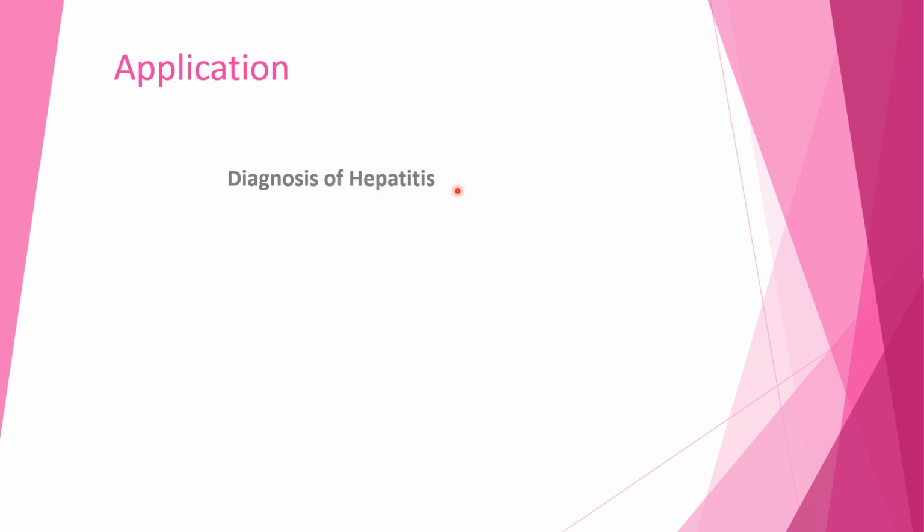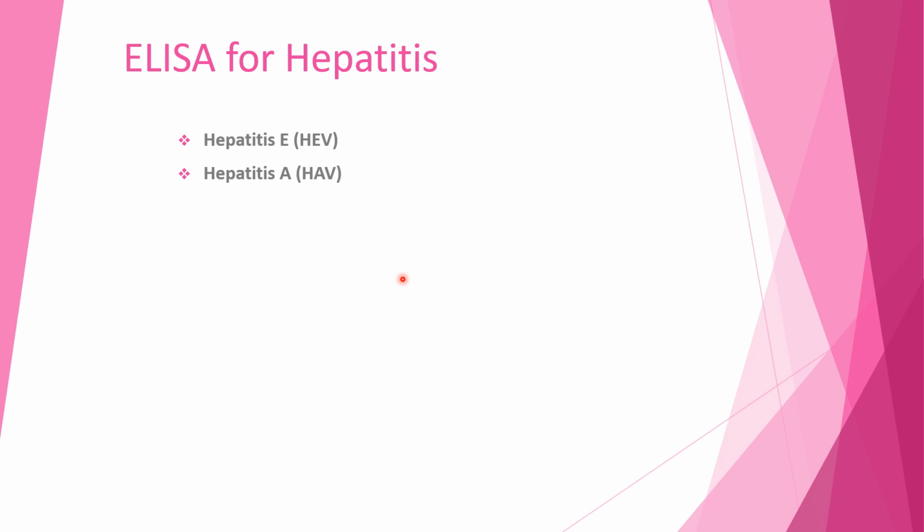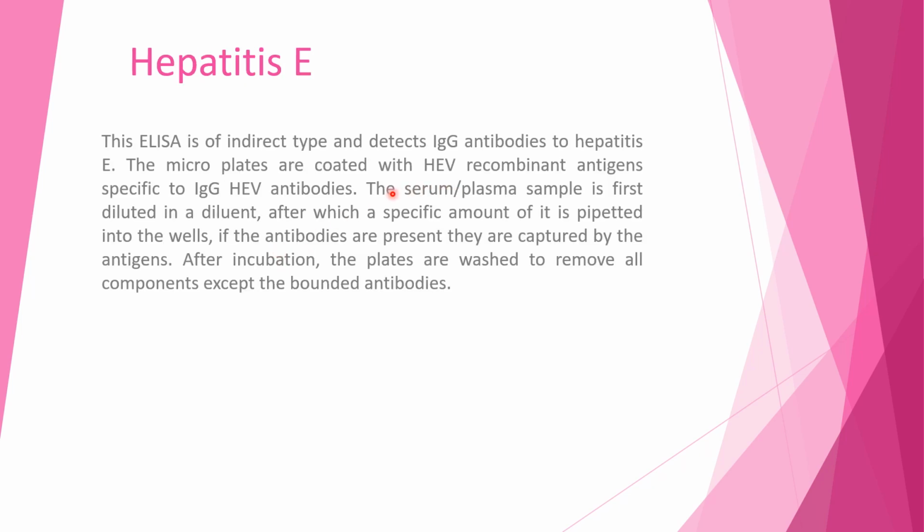There are many applications of ELISA, but here we shall discuss only its application for the diagnosis of hepatitis. We will detect hepatitis E and hepatitis A through the process of ELISA. In the detection of hepatitis E, the technique of ELISA used is an indirect type, and the antibody which we have to detect is the IgG antibody. The microplates are coated with the HEV recombinant antigens which are specific to the IgG antibodies.